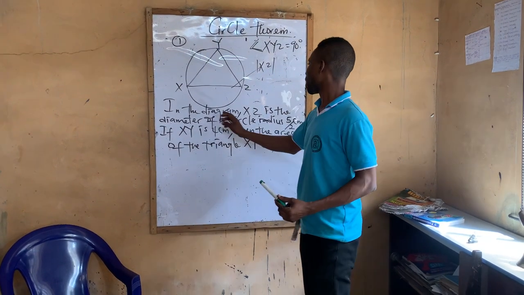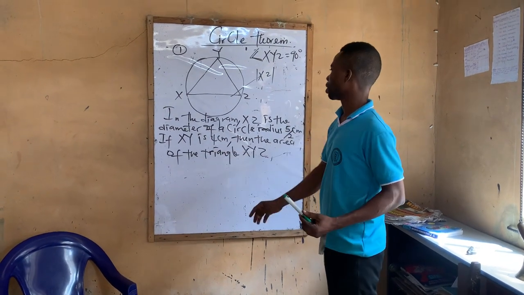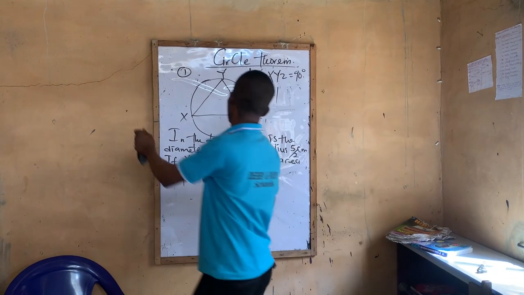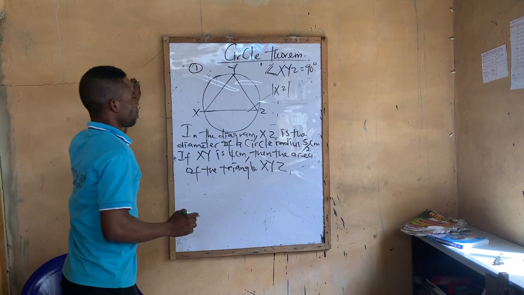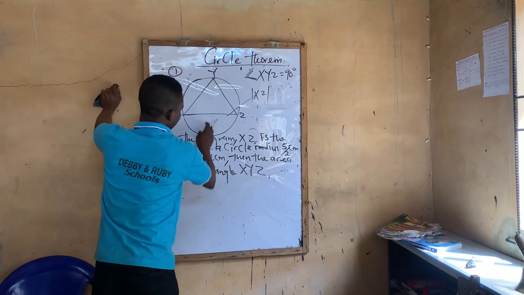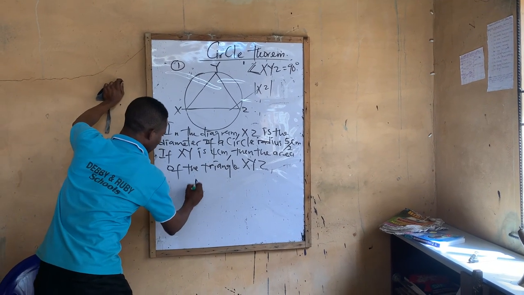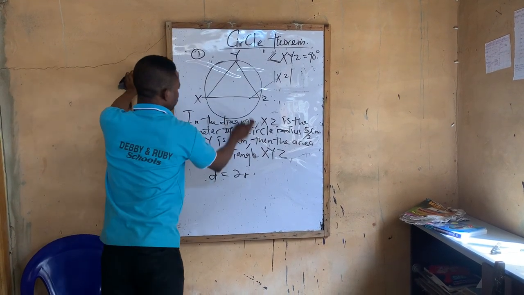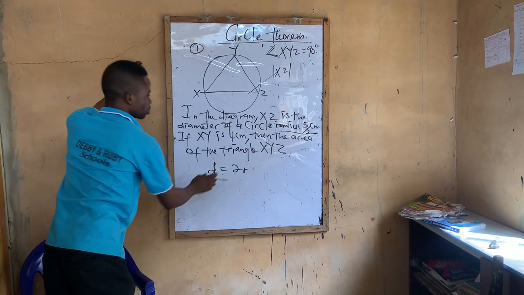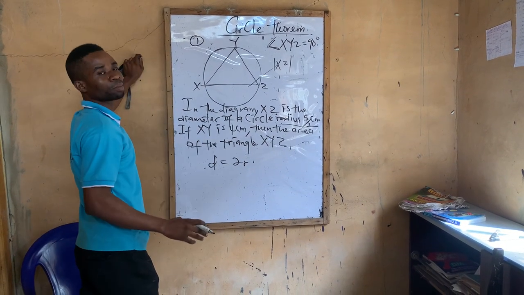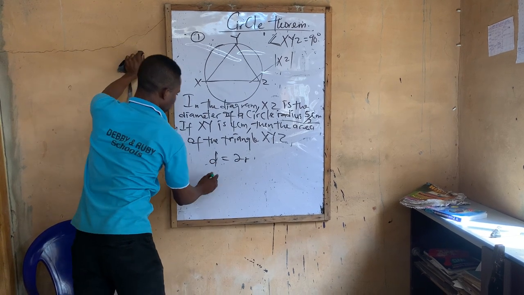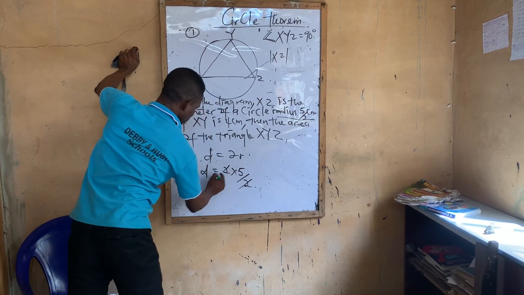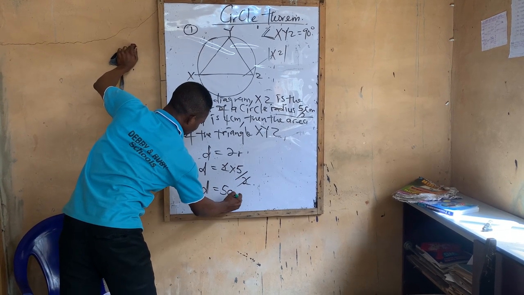They said in the diagram XZ is the diameter, of a circle with radius 5/2 centimeters. They call this line a diameter, but then they give the radius. Don't forget that diameter is always equal to 2 times the radius. So I have to change the radius given to diameter: d equals 2r, which is 2 times 5 over 2. The 2s cancel, so my diameter is 5, which is this line.